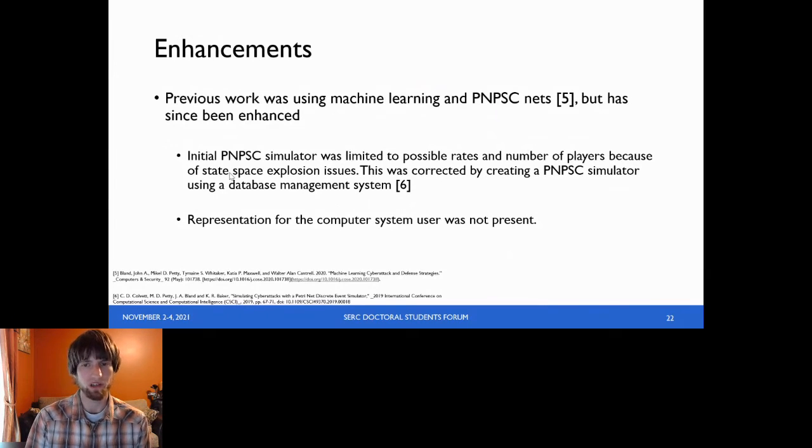The previous simulator, whenever we increased it to 3 fire rates, would run for about 20,000 runs and then the system would just crash. We mitigated this by using a relational database. There's a trade-off, though: the previous nets now take about 4 times longer to run. However, the simulator has run for up to 9 days without any crashes. Another enhancement is adding representation for the computer system user, which we'll go over in the next couple of slides.